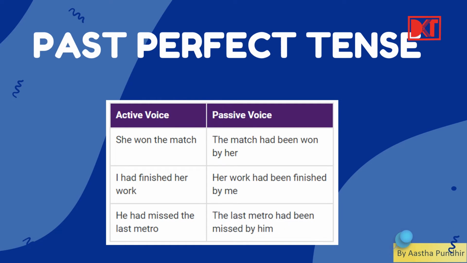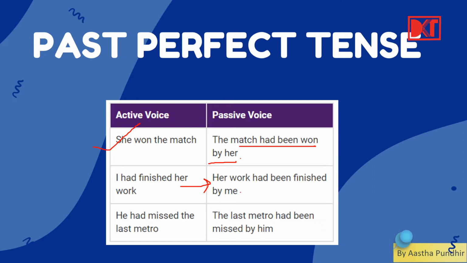Alright, so the next one is past perfect tense. Now past perfect tense, let's see how this one changes. Two examples. She won the match. This one is converted to the match had been won by her. I had finished her work. Then her work had been finished by me.